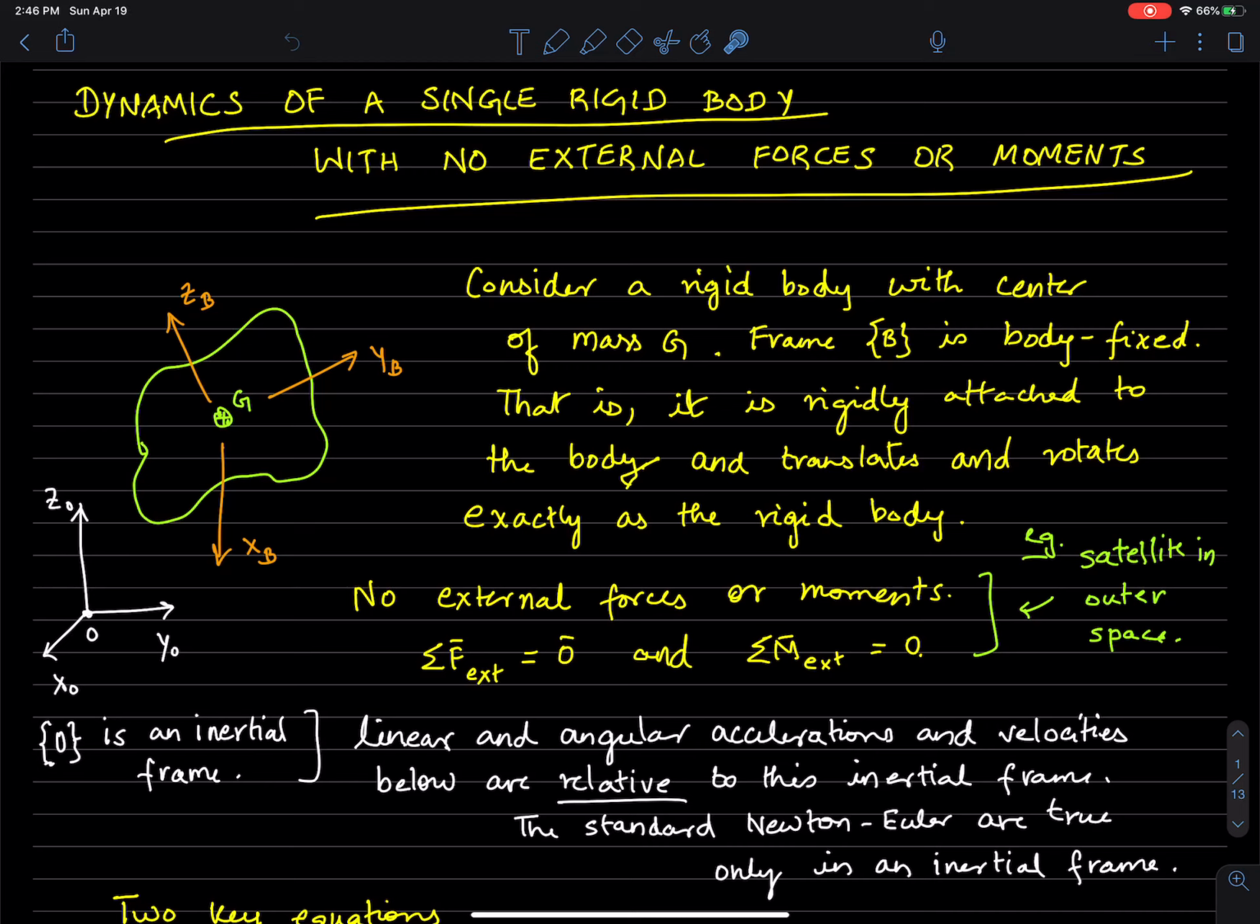So here's perhaps the simplest but sort of non-trivial example of a dynamics problem involving a single rigid body. We have a single rigid body with no external forces or moments. So sum of forces external equals 0, sum of moments external equals 0. So this literally is a free body diagram. There are no forces or moments on the rigid body.